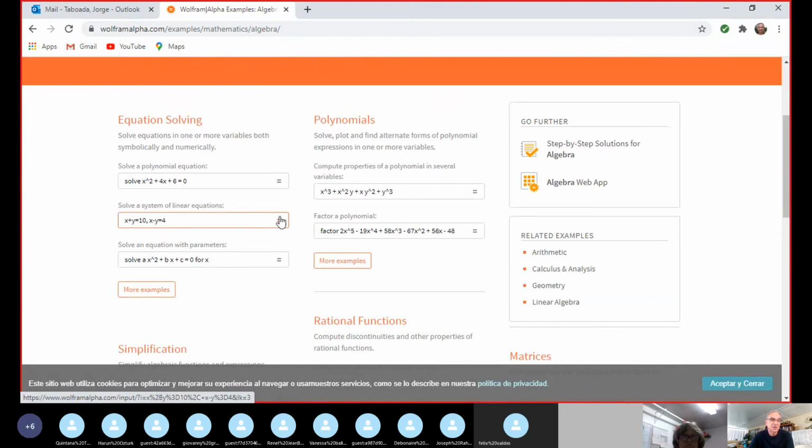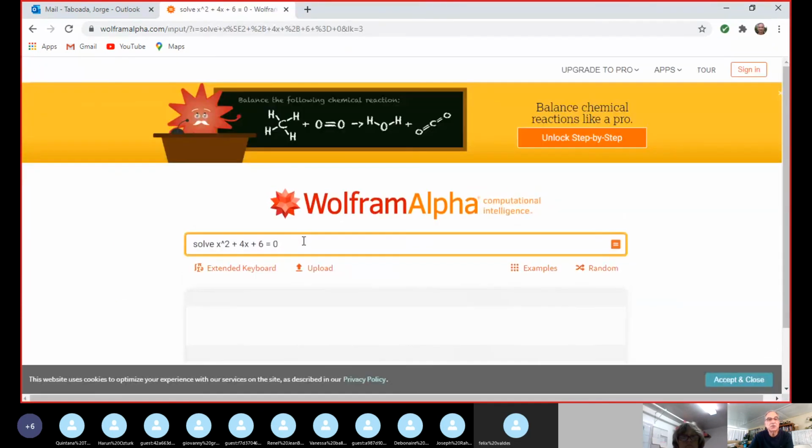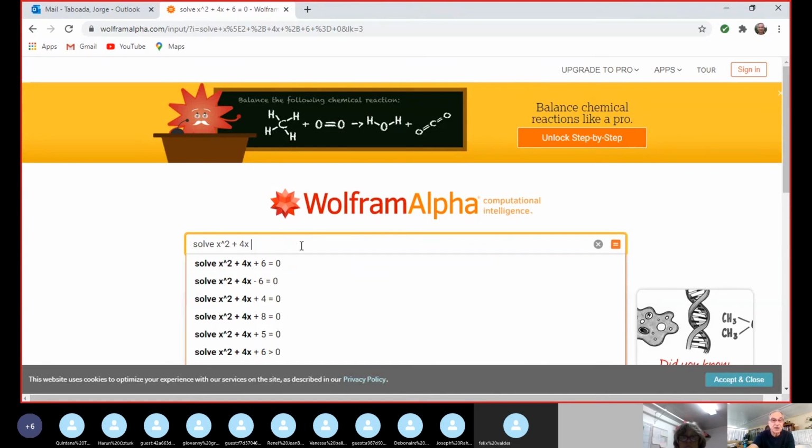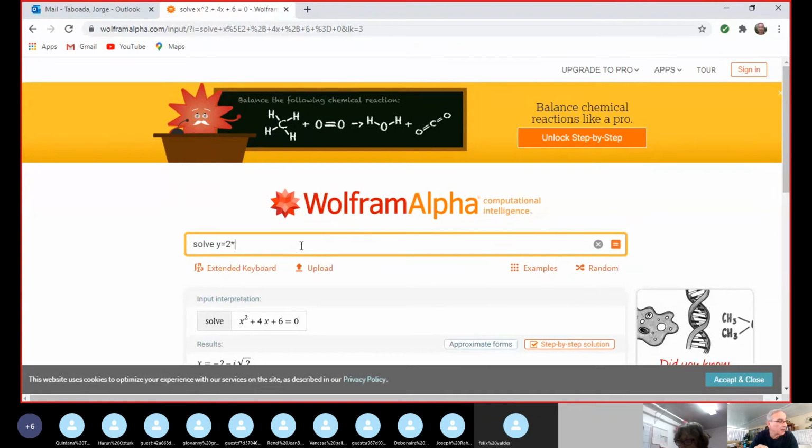I select, for example, the first box, solving equation. It doesn't matter if it's an equation or a system of equations, because the only thing you should do is copy the equations one by one and separate them by "and". For example, the first equation is y equal x times z.